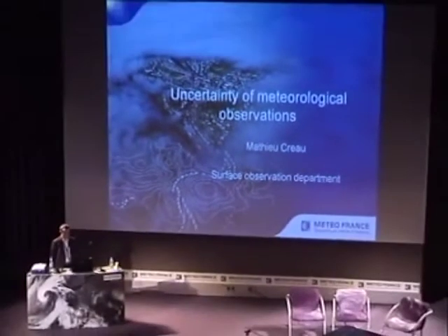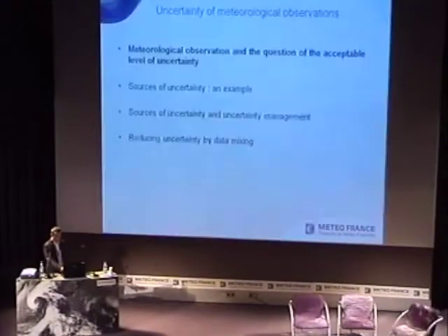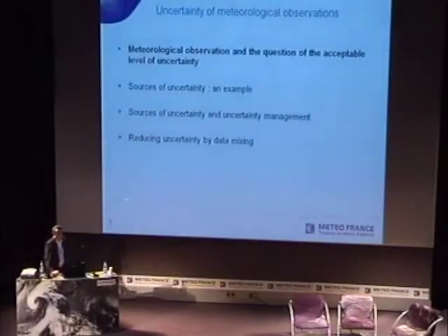So we will start this session with a presentation about uncertainty of meteorological observations. This is where everything starts because in a lot of meteorological products, observations are really the base. So in this first part, we will talk about the observations with some examples to know what we are talking about, and then we will address the question of what is an acceptable level of uncertainty.